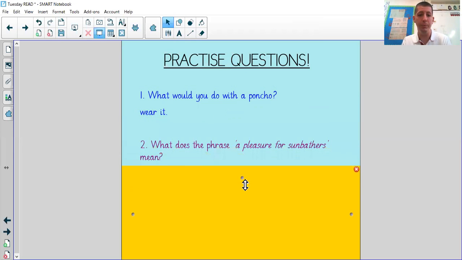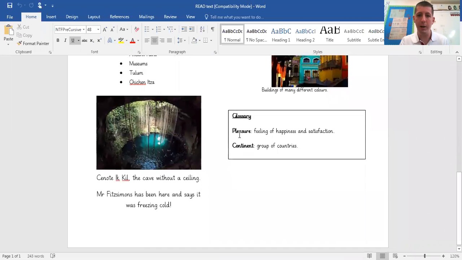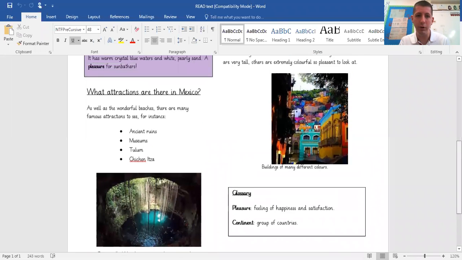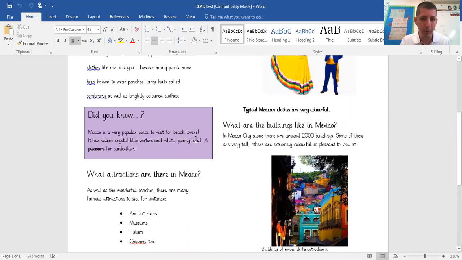Let's look at question 2. What does the phrase a pleasure for sunbathers mean? Now I think the word pleasure might have been in the glossary. So let's just have a look at that again. The glossary is down the bottom. Pleasure is a feeling of happiness and satisfaction. So where did it say a pleasure for? Oh, pleasure. Pearly white sand, a pleasure for sunbathers.